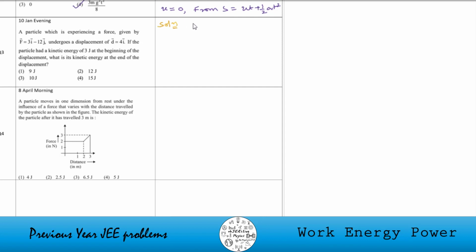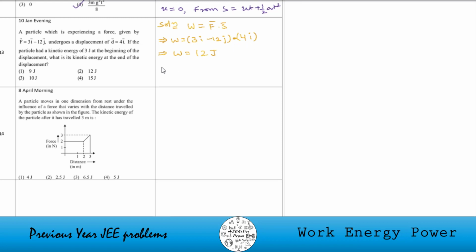F bar and d bar are given. So therefore work done W can be written as F bar dot S bar. That implies W is equal to 3I minus 12J dot 4I. So that implies W is equal to 3 into 4 only, that is 12 joules. In the second vector, no J term, no K term. So therefore I coefficient into I coefficient is the multiplication, the dot product, work done.